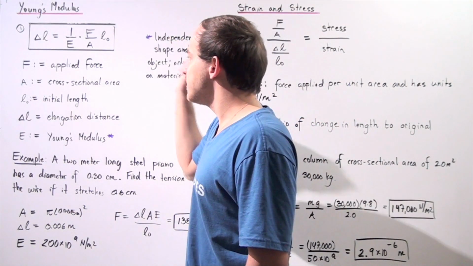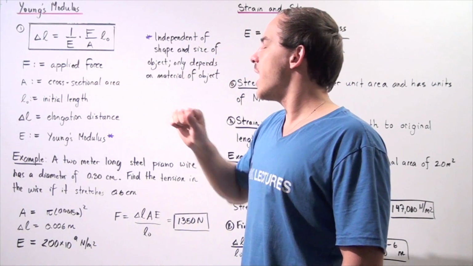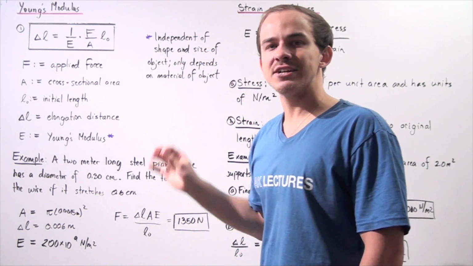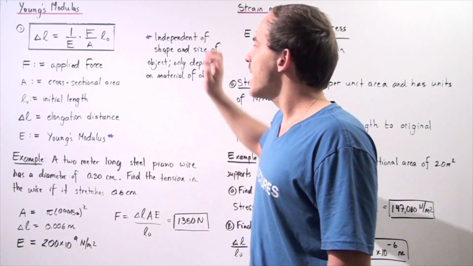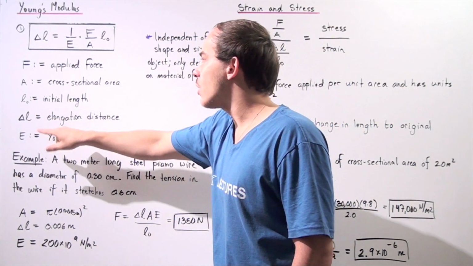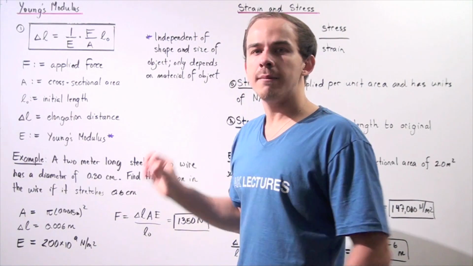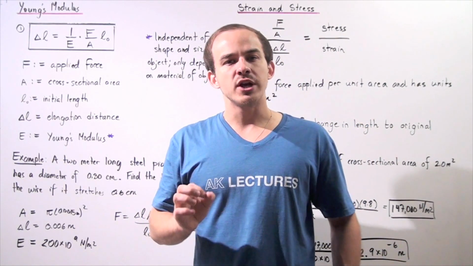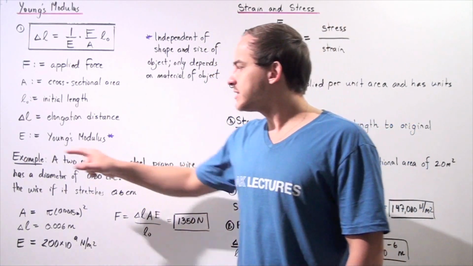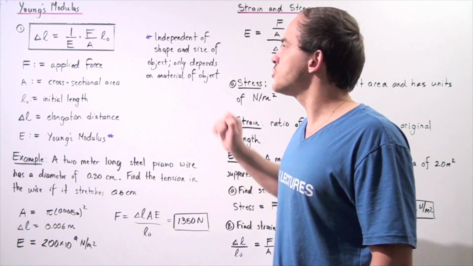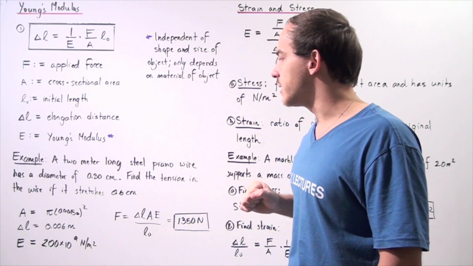Now, F is simply the force we apply on the object. The A is the cross-sectional area of the object. And L naught is simply our initial length of the object before the object stretches. So let's look at the following example in which we're going to apply this formula.